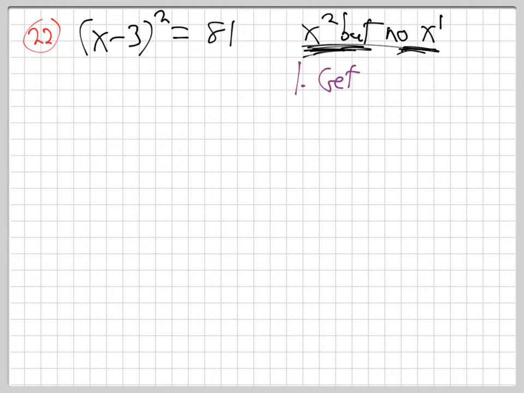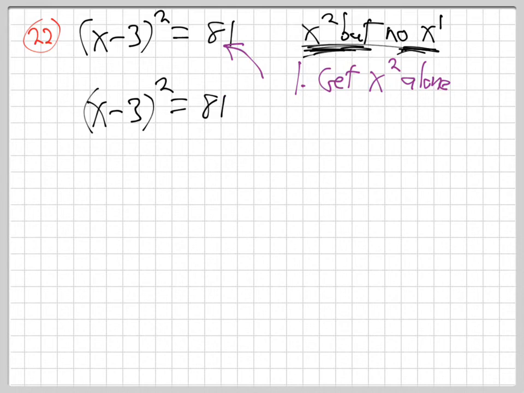Step 1, you get the x squared piece alone. It already is. The x squared thing is already alone, so that's effectively done. Okay, so then what do you do on step 2? Step 2 is you put root and plus or minus root. So you put a root over this side and a root over that side with a plus or minus.